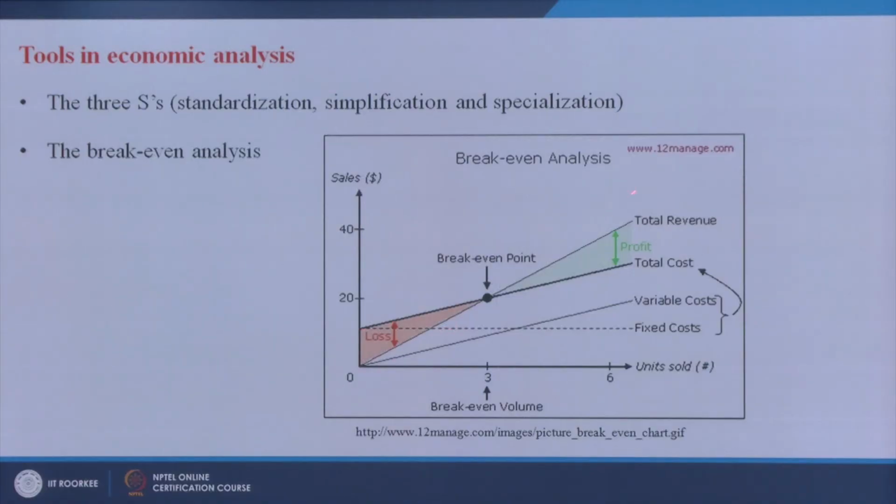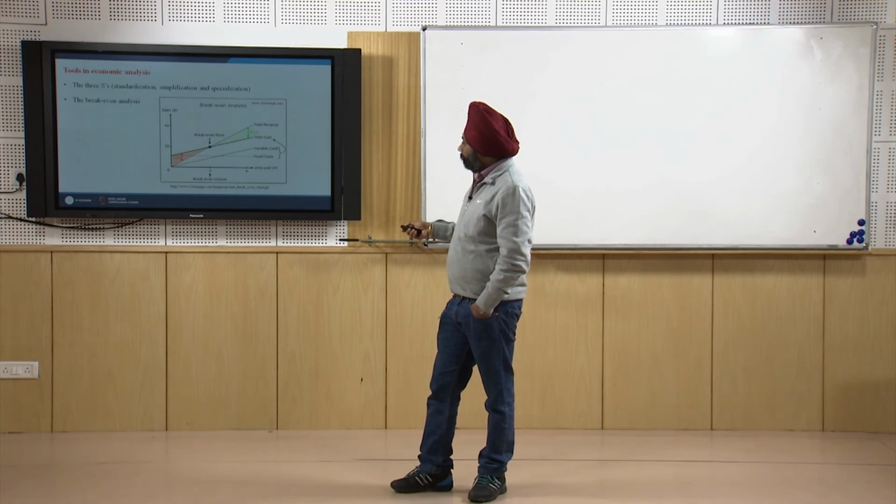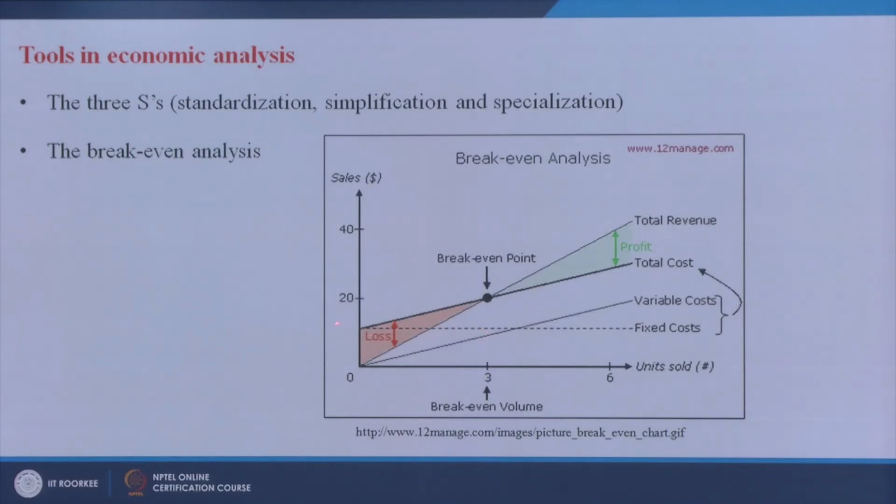So you have a total revenue line, you have a total cost line, and a break even point. On the y axis are the sales and on the x axis is the volume. So we want to find out at what volume we will start making profit, because you can see that below the break even point, when the units sold is less than the break even units, you are under loss, because the total revenue line is less than the total cost line. But after the break even point, the total revenue line is above the total cost line, that is, you have a profit area here.